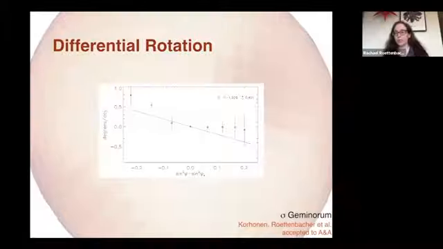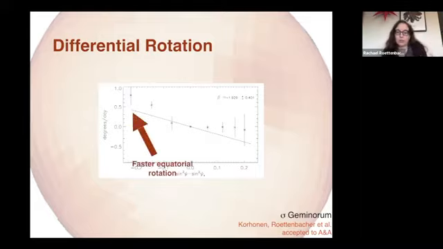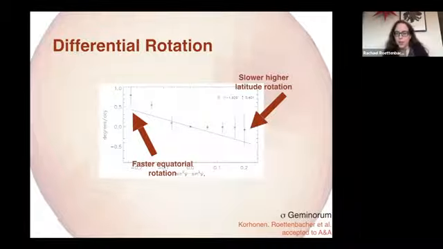It's the same idea. How we plot our differential rotations is a little bit different, but the same idea, with the rotation rate on the y-axis and the latitude on the x-axis. And again, we see the faster equatorial rotation and the slower higher latitude rotation. And I'm pretty excited about this result just because it was just accepted today. So that was some good news.